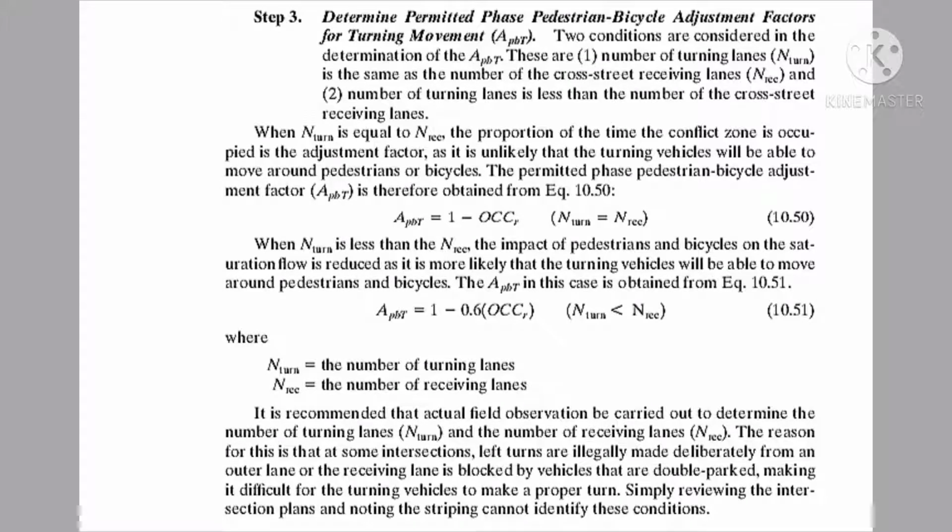So step number 3, determine permitted phase pedestrian bicycle adjustment factors for turning movements. So we can see APBT equals 1 minus OCCP times NTARA over NREC. That is equation 10.50.